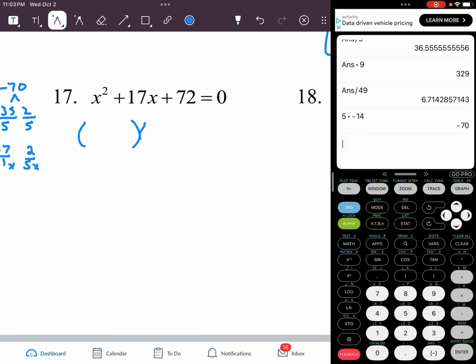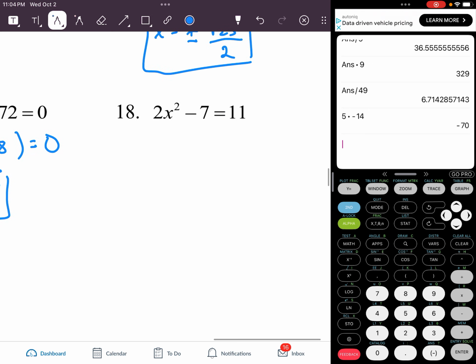Another very simple factoring. 2 numbers that multiply to be 72 but add up to be 17: 9 and 8. So x will equal negative 9 and negative 8.